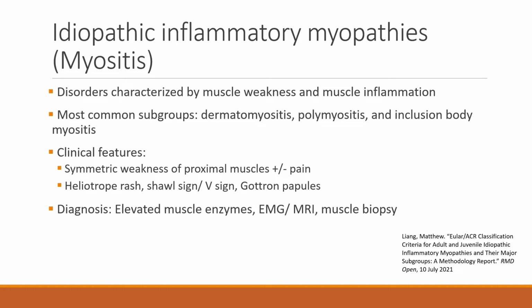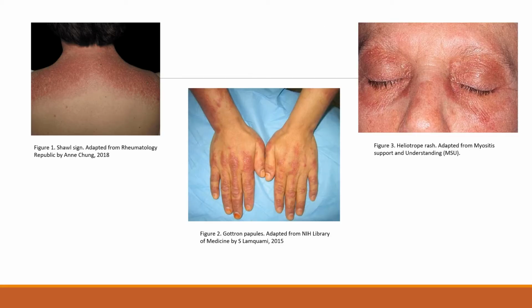The clinical features of myositis are symmetric weakness of proximal muscles with or without pain. This will commonly present as the person having difficulty walking upstairs, getting up from a chair, and then also combing their hair. The classic rashes associated with dermatomyositis are the heliotrope rash, Shawl sign, and V sign, and then Gottron papules. To diagnose myositis, you can have elevated muscle enzymes. You can also use EMG and MRI, and then the gold standard is going to be a muscle biopsy.